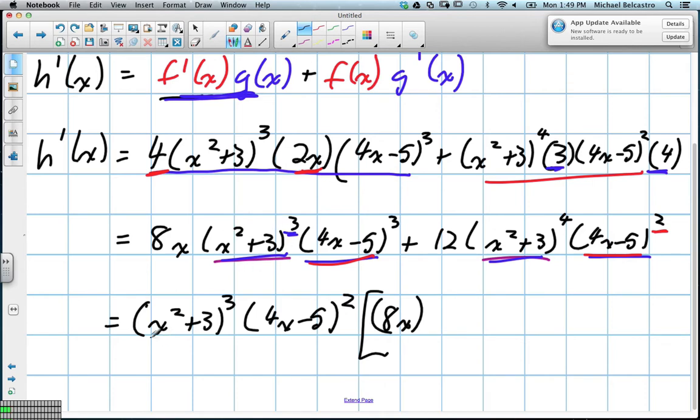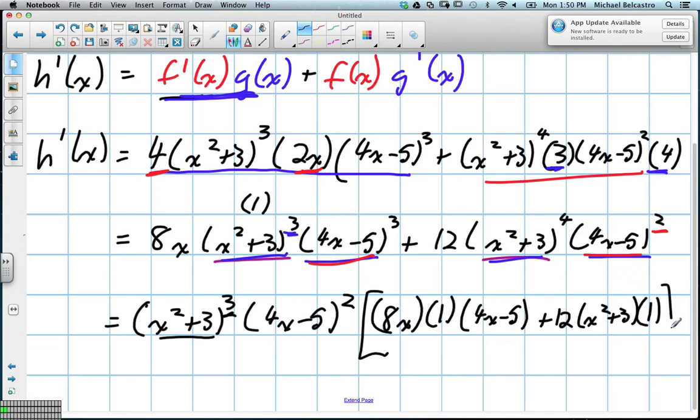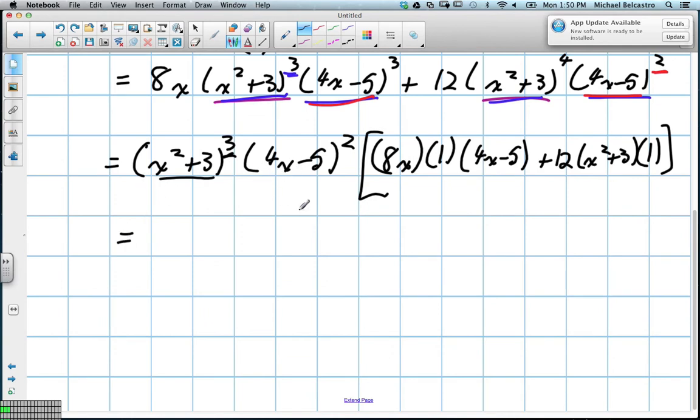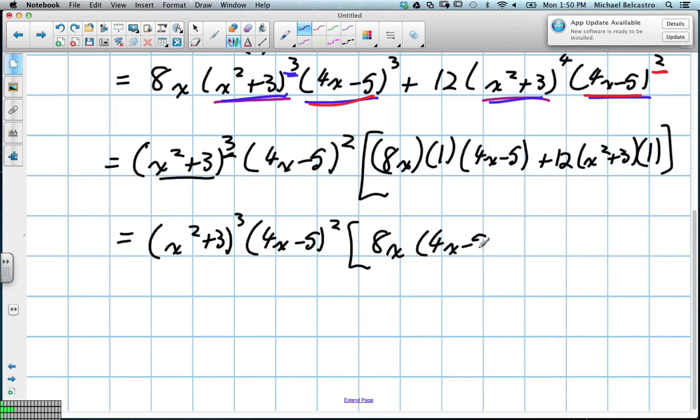Okay. This value here, when we divide by our common factor, will become just the value of 1. And when we divide by 4x minus 5 squared, our cubed, essentially our exponent just goes to the power of 1. So 4x minus 5 to the power of 1. In our second value, we have 12. When we divide x squared plus 3 to the 4th by the same value but to the 3rd, we just have the power of 1, x squared plus 3. And when we divide 4x minus 5 squared by 4x minus 5, we just get a value of 1. Okay? So these two became our common factors on the outside. x squared plus 3 cubed, 4x minus 5 squared. And on the inside, we're left with 8x times 4x minus 5 plus 12 times x squared plus 3.